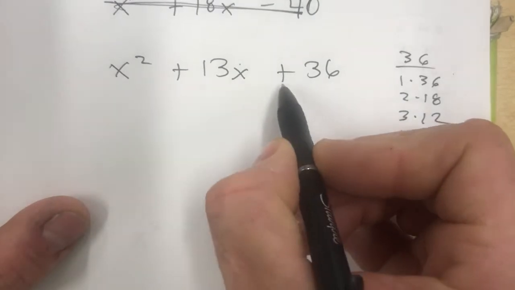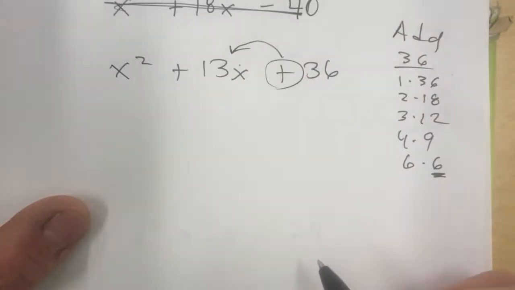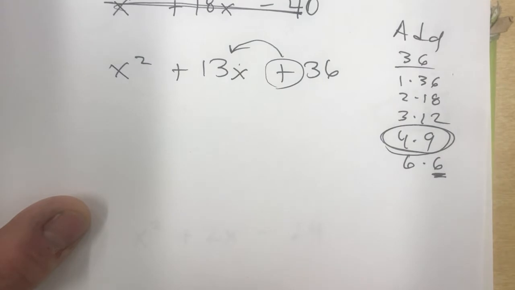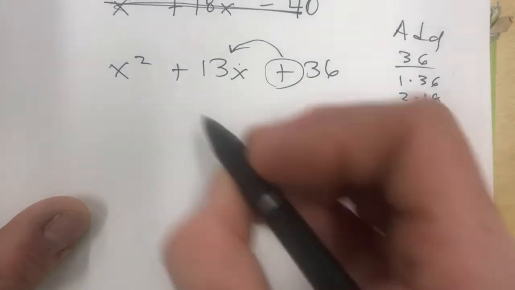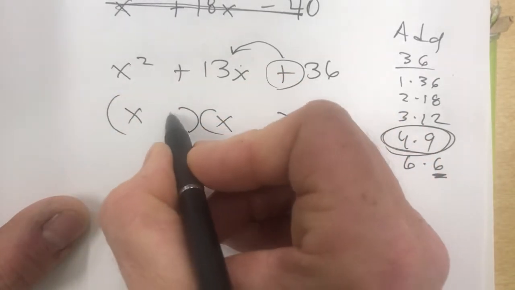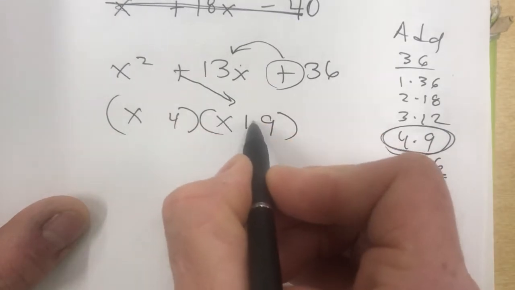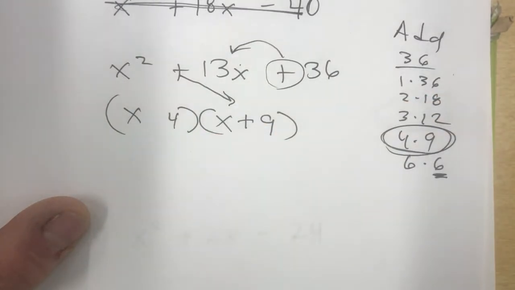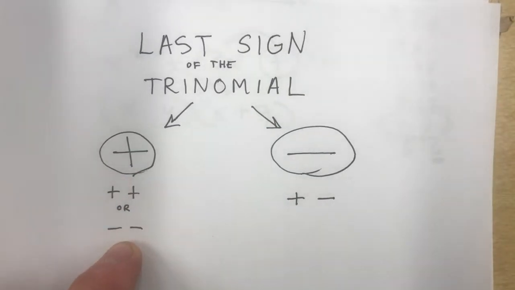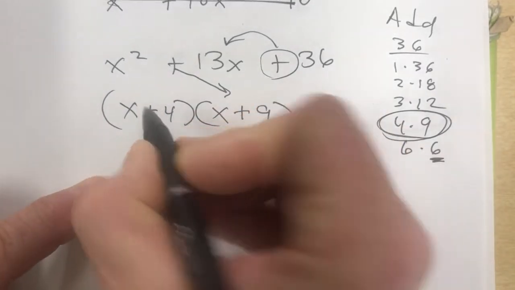Now, since this last sign here is a plus, I'm going to add these, and I got to get 13. So which ones add and get 13? I think right here, 4 and 9. They add up to 13. All right, so that means my factors then, I've got x and x for x squared, I've got 4 and 9, and then this one goes to the big one. And then my last sign is a plus, which means they're both positive or they're both negative. Well, here I've already got a positive in this one automatic, so they must both be positive then.